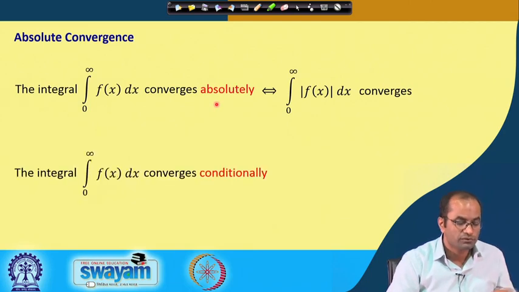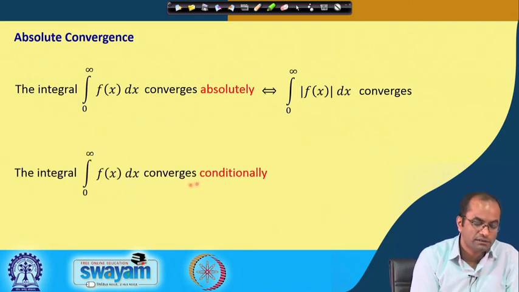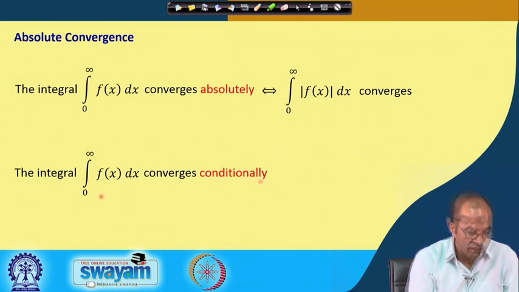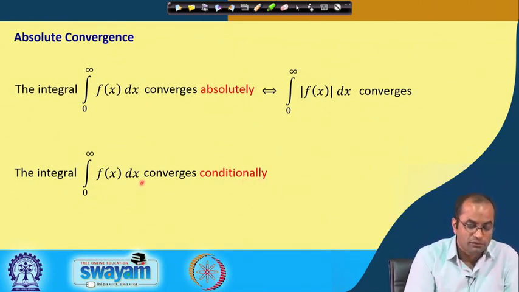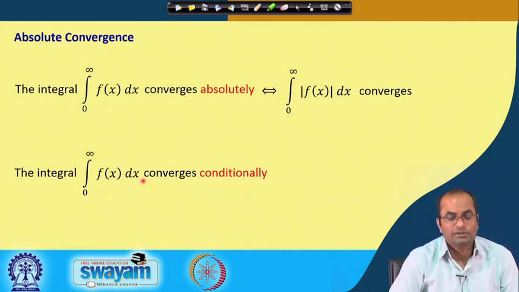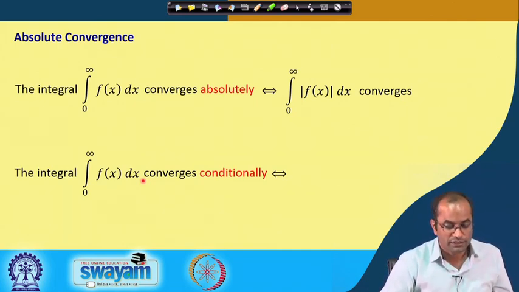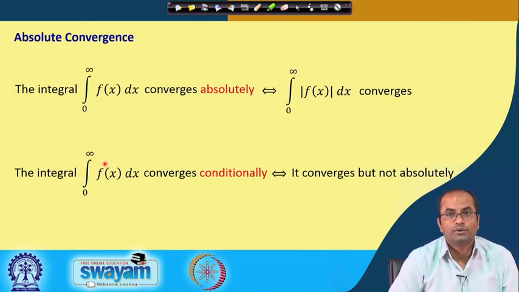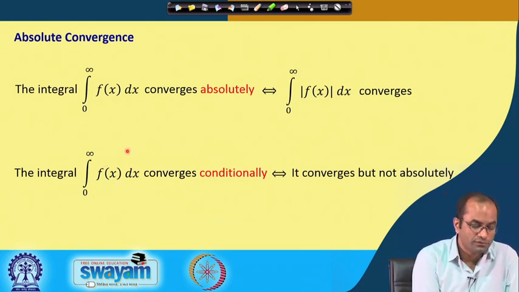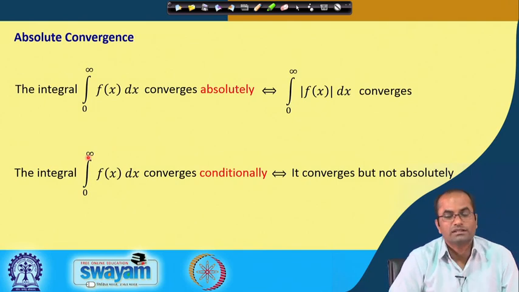And there is one more term which is used here: this integral converges conditionally, meaning that this integral converges, but it does not converge absolutely. So, here the meaning is that this converges, but not absolutely. In that case, we usually say that this integral converges conditionally.